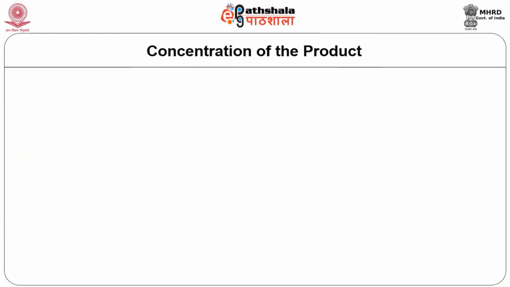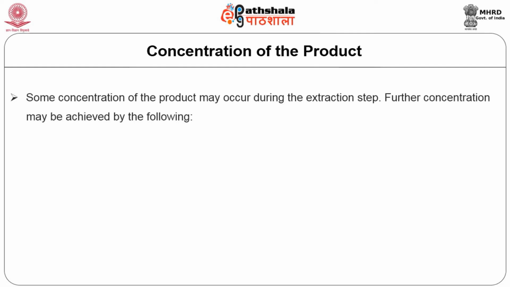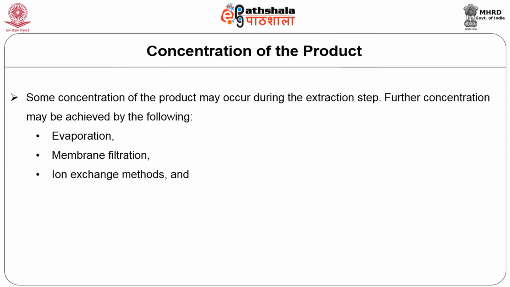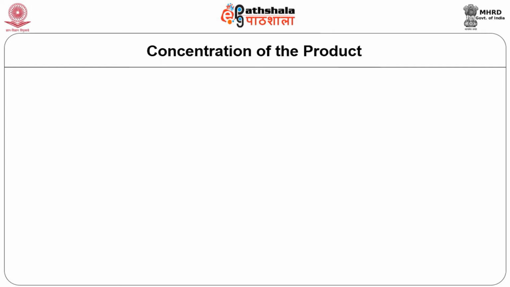Now we come to the fourth step of downstream processing, that is concentration of the product. Some concentration of the product may occur during the extraction step. Further concentration may be achieved by the following. First one, evaporation. Second, membrane filtration. Third, ion exchange methods. And fourth, adsorption methods.